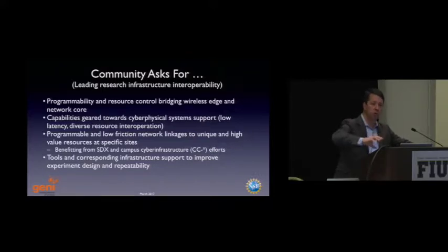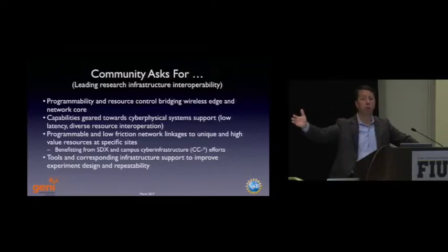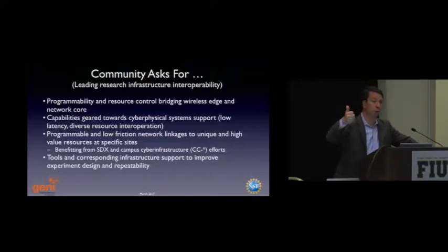So that was one is GENI, two is GENI Plus, three is leadership of new and emerging capabilities. What can GENI be doing to lead interoperability and research cyberinfrastructure? And the topics of interest here turned out to be around programmability and resource control, really focusing on bridging emerging wireless edge capabilities, and this is, you know, with an obvious look towards POWDER, but other related projects as well, and network core, cyber-physical systems support, emphasis on both low latency in the network, but also the diversity of different sources of different types of resources, and how to have control patterns that help them to interoperate.